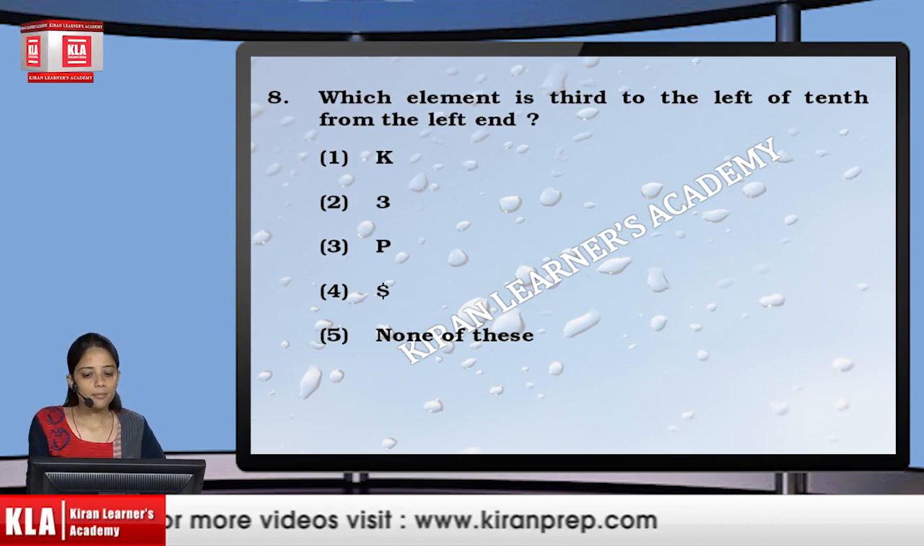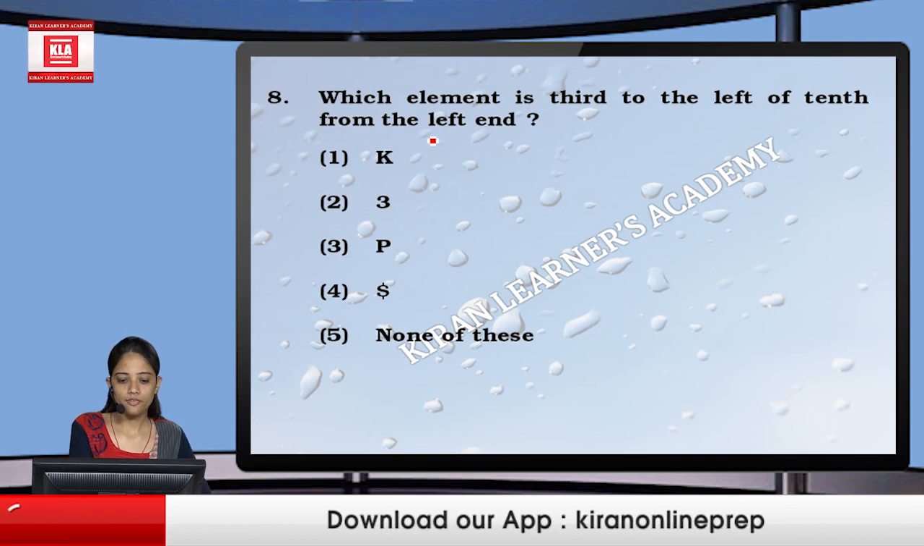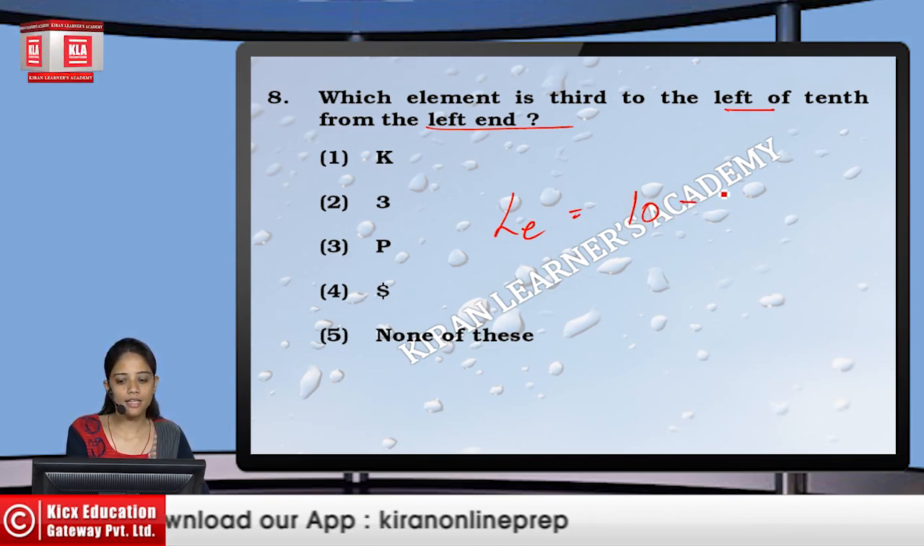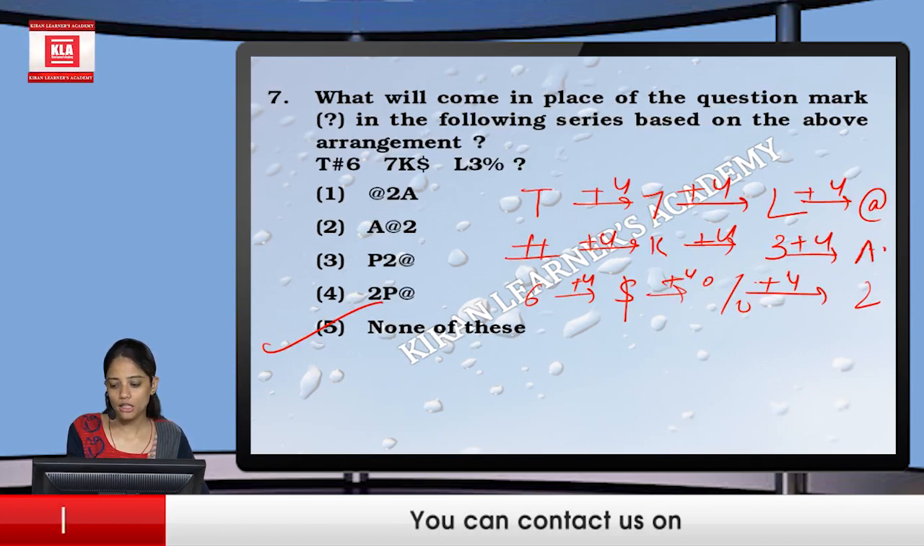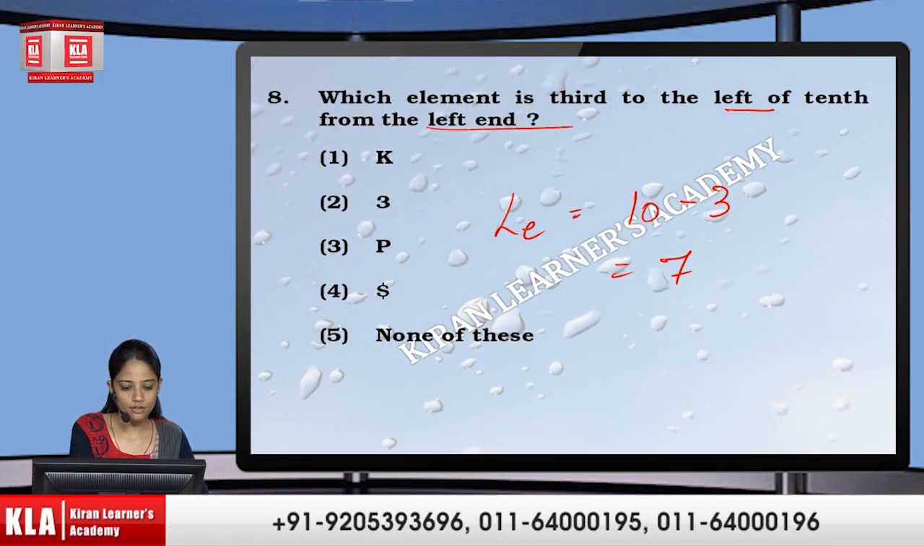Next, which element is third to the left of 10th from the left end? So we have the same directions, that means left and left. So from the left end, in order to find the net number, we subtract 10 minus 3, which gives 7. That means we have to go 7th from the left end. If we go 7th from the left end, we get the dollar sign, so the answer will be dollar, that means 4th.